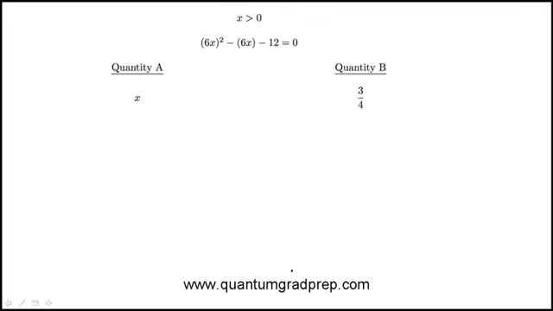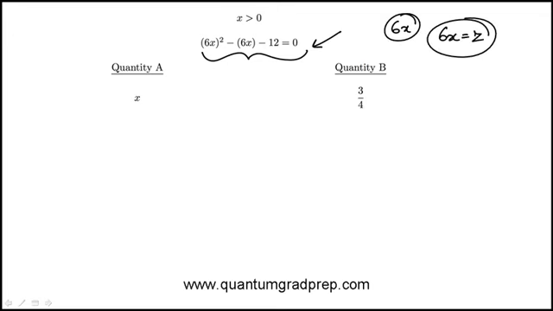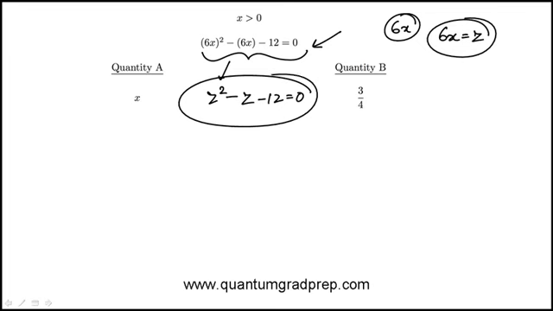In this quantitative comparison question, we're given this quadratic equation, and the writers actually want you to notice that it is quadratic in 6x, meaning if you called 6x another variable, say z, this is equivalent to z squared minus z minus 12 equal to 0, which is a lot easier to solve as opposed to simplifying this quadratic.